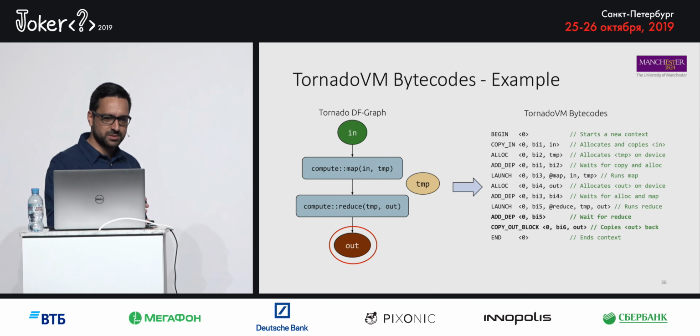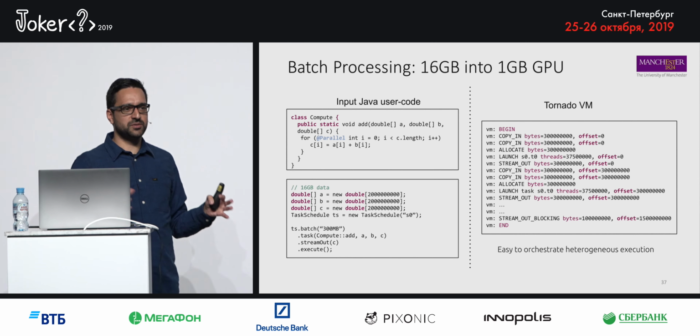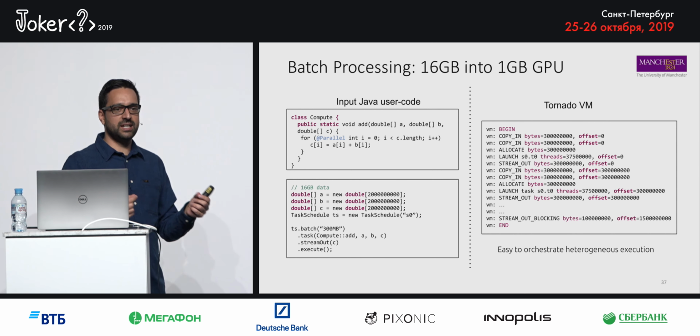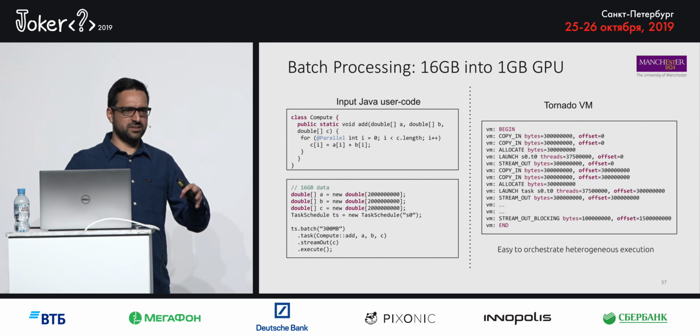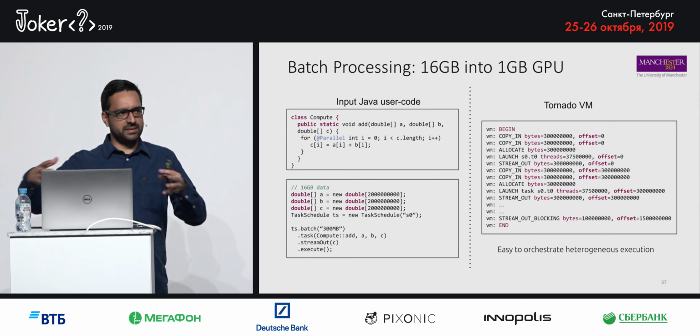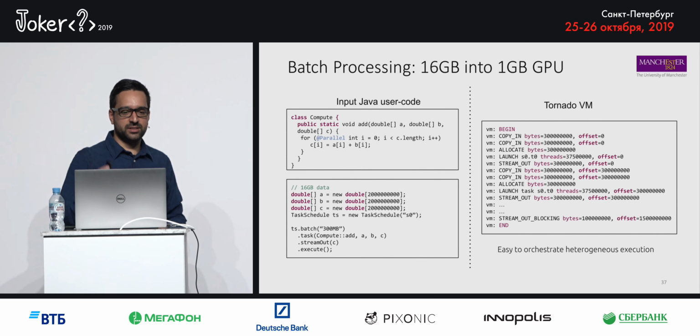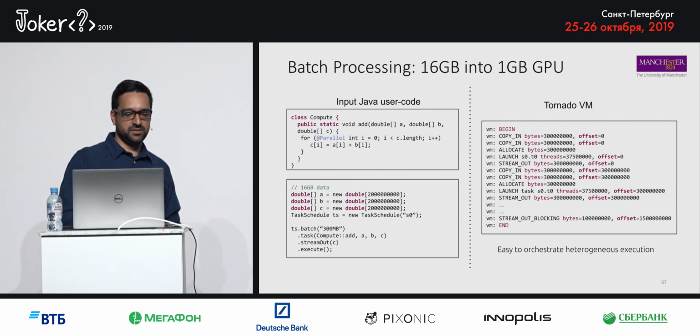Let me give you an example. We want to process 16 gigabytes of data on a GPU that only has 1 gigabyte. By the way, this is a typical thing. The main memory on CPUs is bigger than the amount of memory you might find on GPUs and FPGAs. And here's the vector addition. I use 3 variables. And the first thing I did, let's look at the left-hand side first.